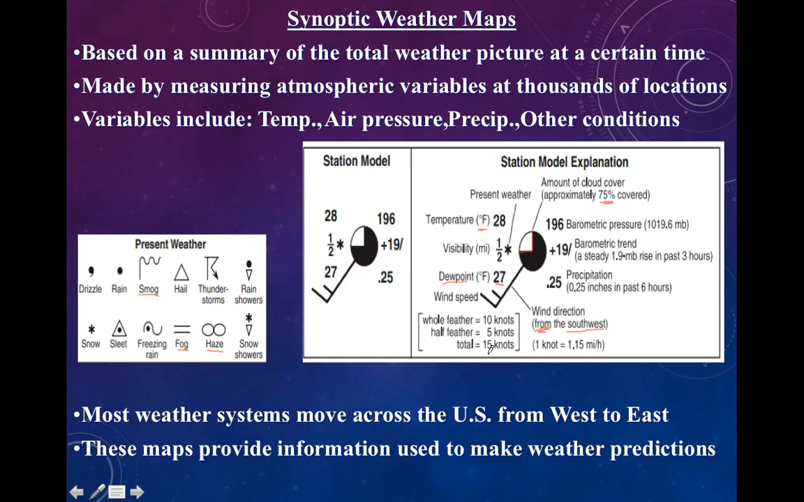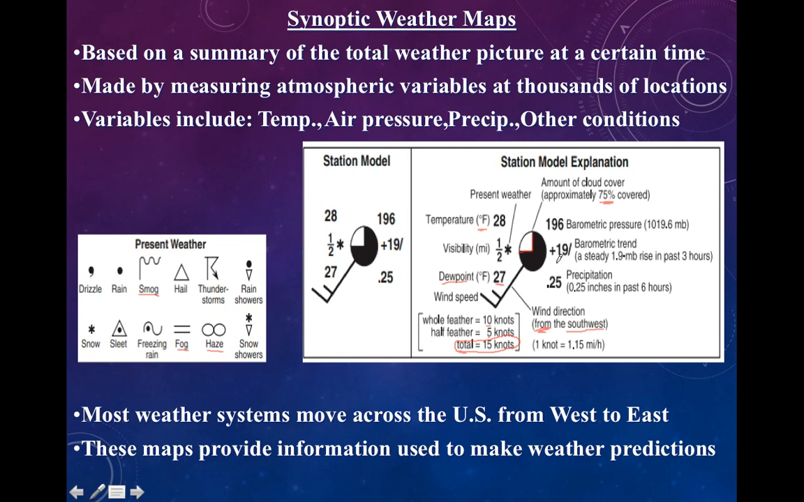And most of the time, in fact, pretty much all of the time, in our multiple choice questions, they will ask you what is the wind speed in knots. So here we have a wind from the southwest. Let's add up the feathers. One whole feather is 10 knots, and a half feather is 5 knots. Add them up, and our total wind speed is 15 knots.